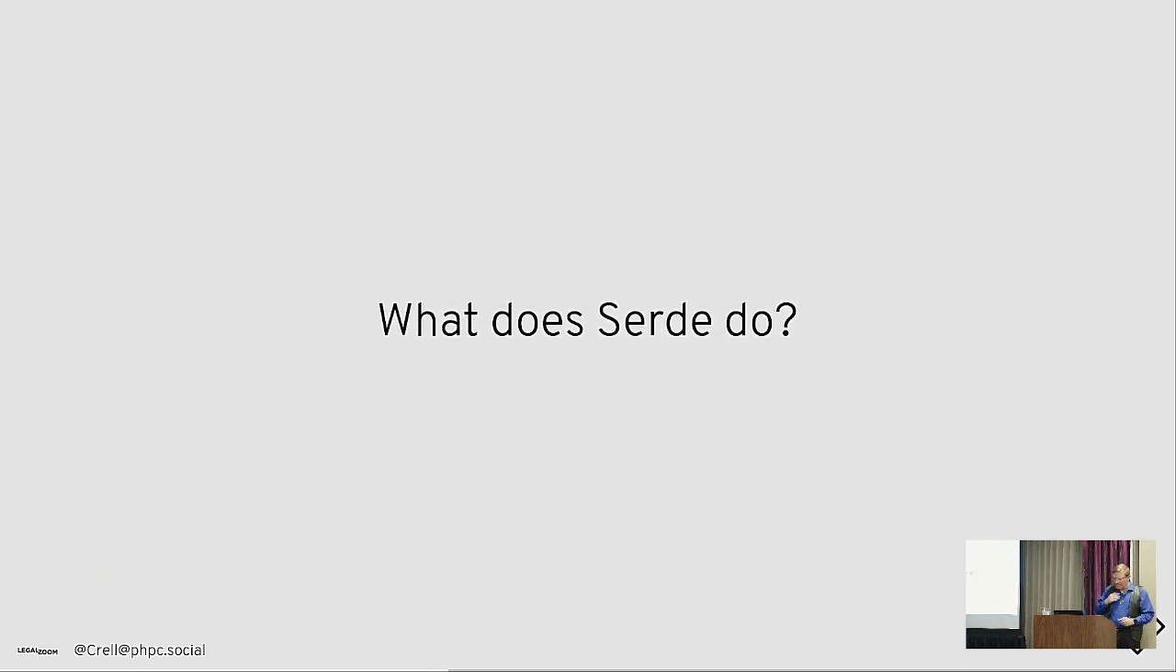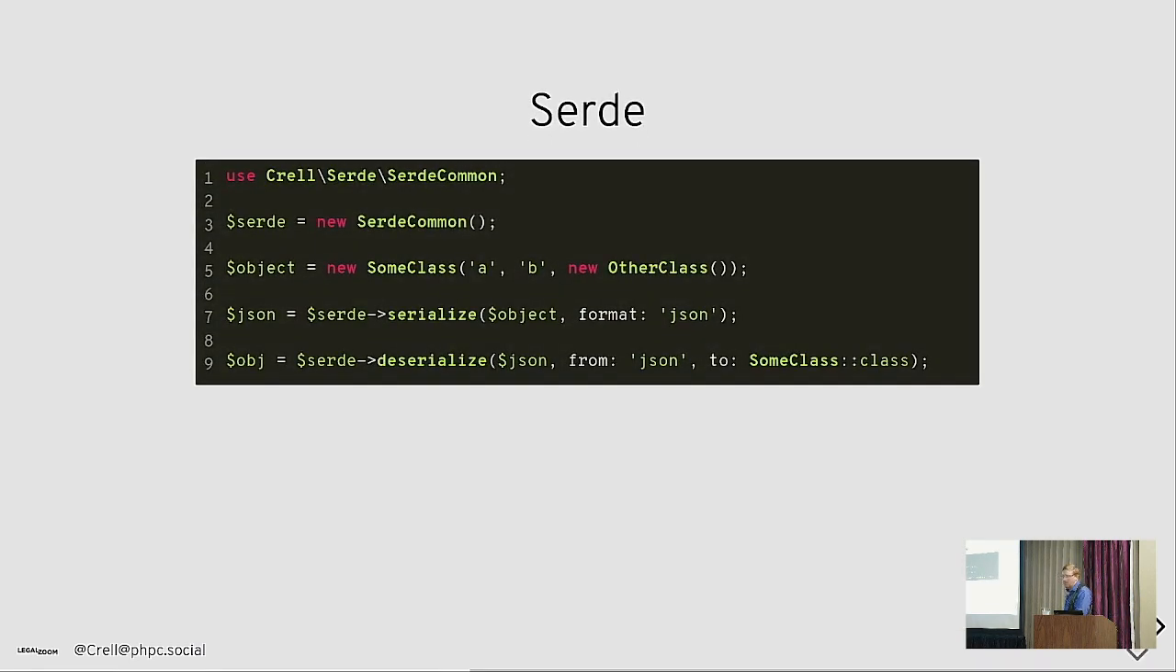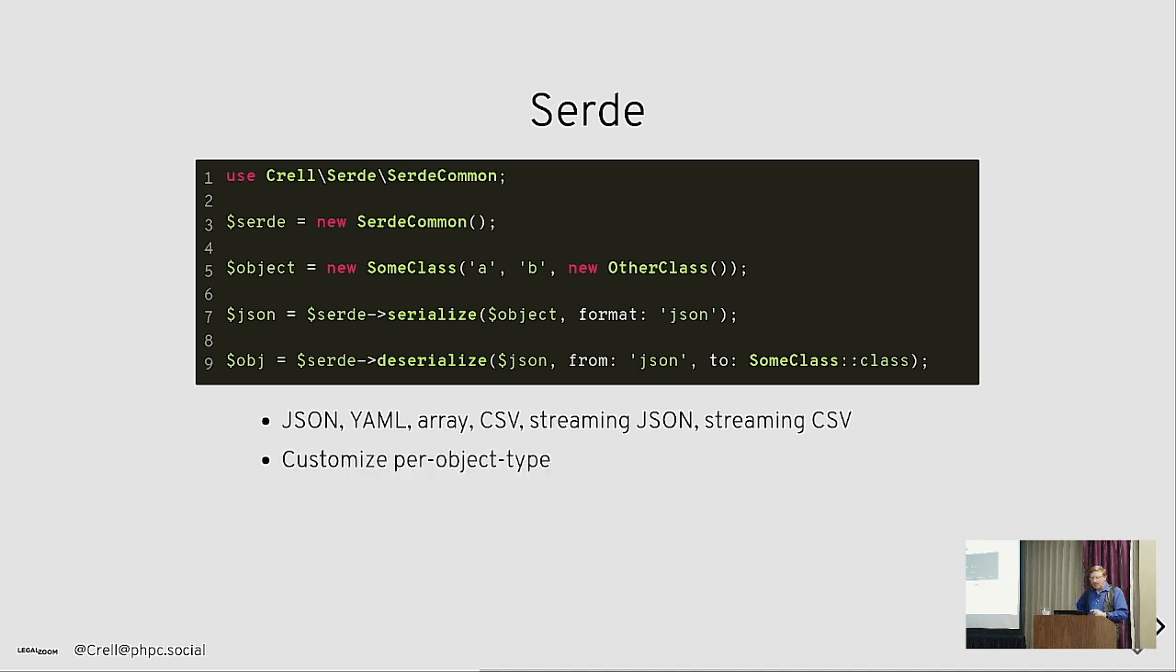So let's have a look at Serde then. How does Serde itself work? So pretty simple. You create an instance of Serde and have some data class here. You don't need to do anything fancy to it. Any class will work. And then you can serialize it to a format and deserialize it from that format to some class. Bada boom, bada ding. It works for JSON, YAML, PHP arrays, CSV, streaming JSON, and streaming CSV for export only at the moment. And you can customize per object type how the serialization works. So you can override individual classes very easily.